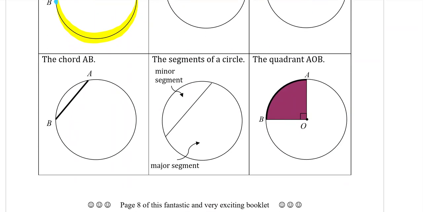If you cut from one side of the circle to the other, but not necessarily through the center, then that line is called a chord. And when you have the chord, it cuts your circle into 2 parts, and we call the 2 parts segments. The smaller part is called the minor segment because it's smaller, it's minor. The larger part is called the major segment. And a quadrant is a special name for a quarter of a circle.